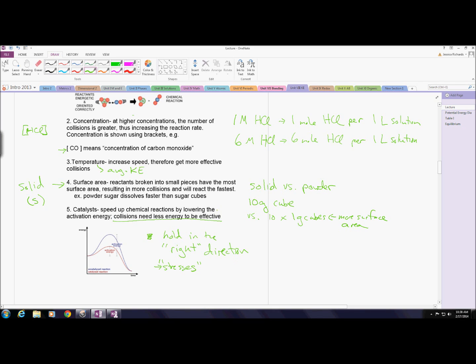Okay, so big picture here. In order for reactions to happen, we need to have effective collisions. Effective collisions are ones that happen in the right direction with the right amount of energy. If we can make more collisions and we can make those collisions harder or faster, then we will increase the odds that our reaction will happen.